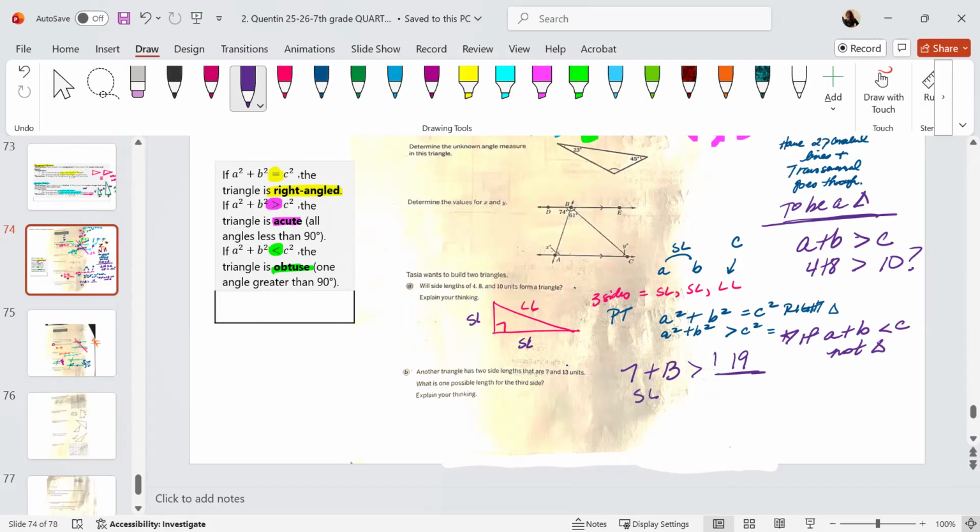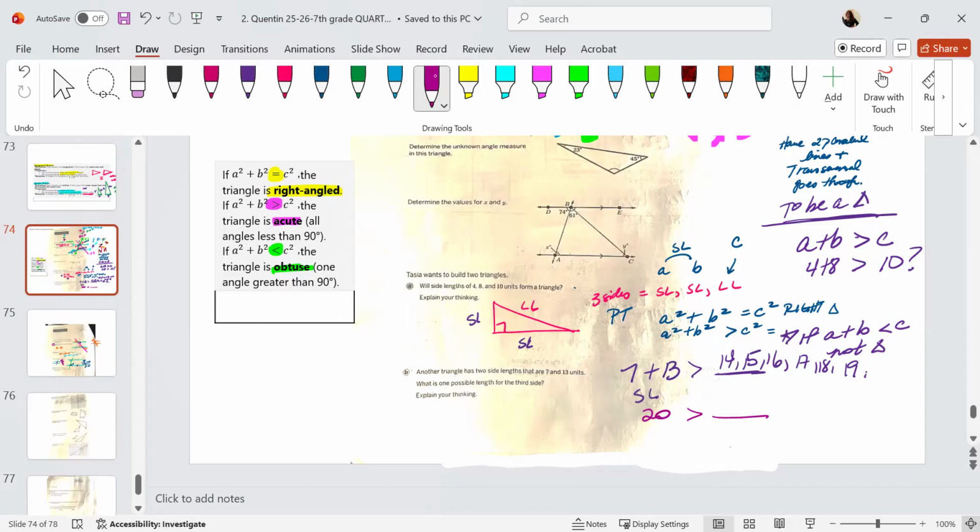So it could be anywhere between 14, 15, 16, 17, 18, 19, correct? It can't be 20, because remember, 7 plus 13 is 20, and that number has to be bigger than this number. Does that make sense?